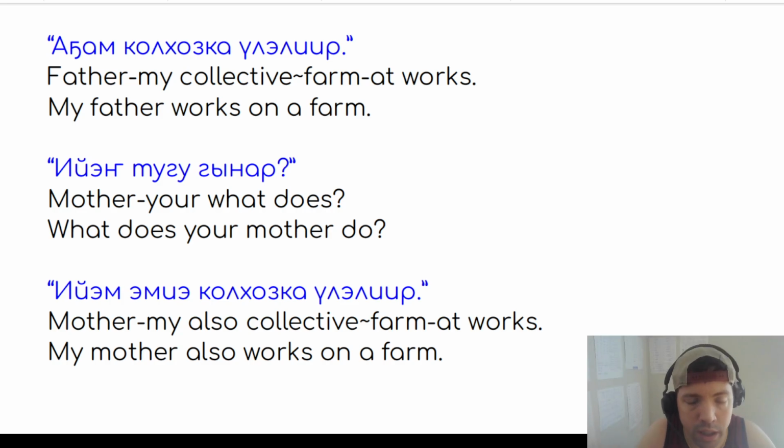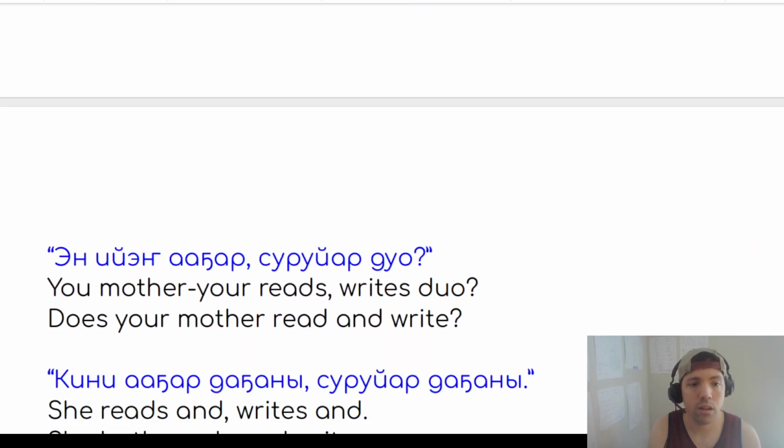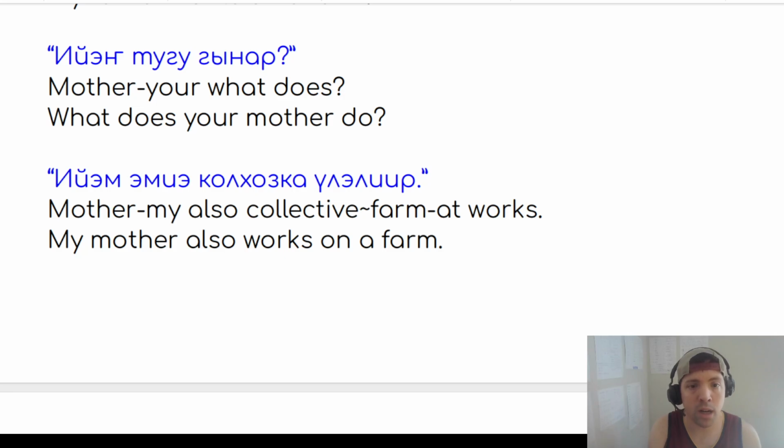Ian tugu ganar. What does your mother do? Iem emie kolhozka ülelir. My mother also works on a collective farm. Keep in mind, if you're reading this, that the dash between words shows that the word after the dash is a suffix, is an ending in the Sakha version, and a squiggly dash indicates that the two words around it are one word in Sakha, but two words in English. So that was Iem emie kolhoska ülelir. My mother also works on a collective farm.